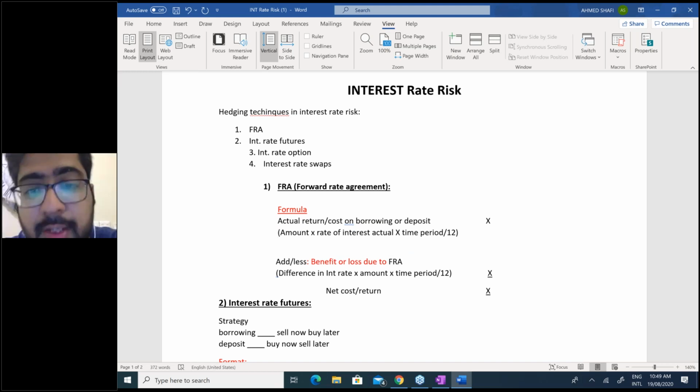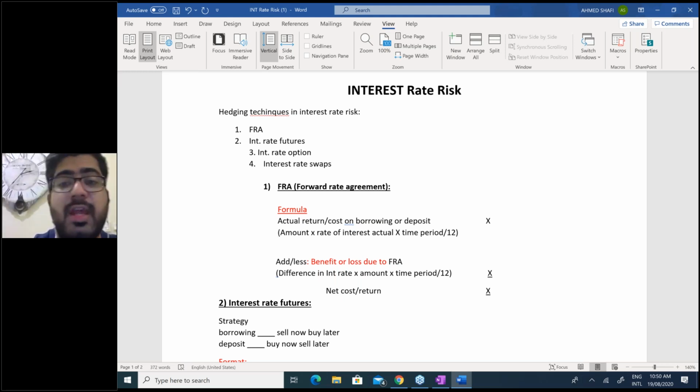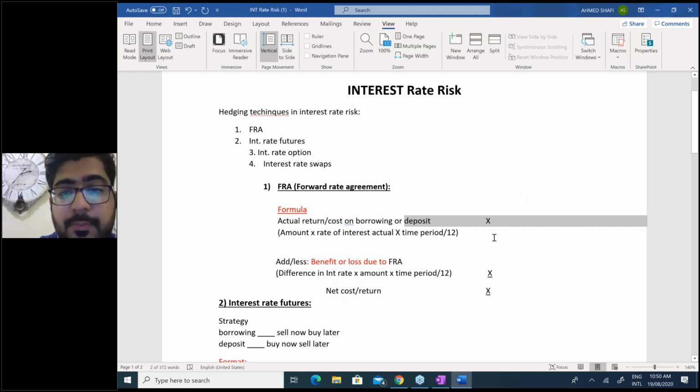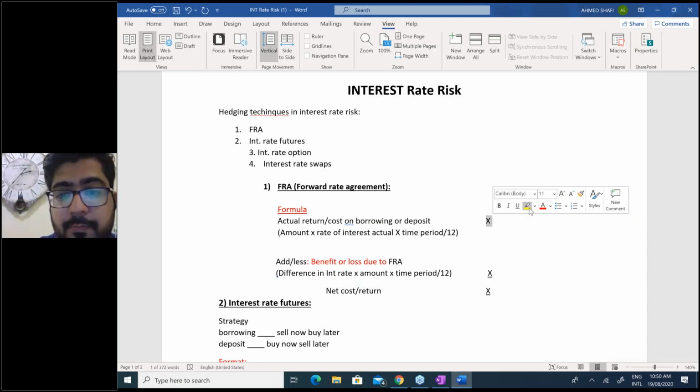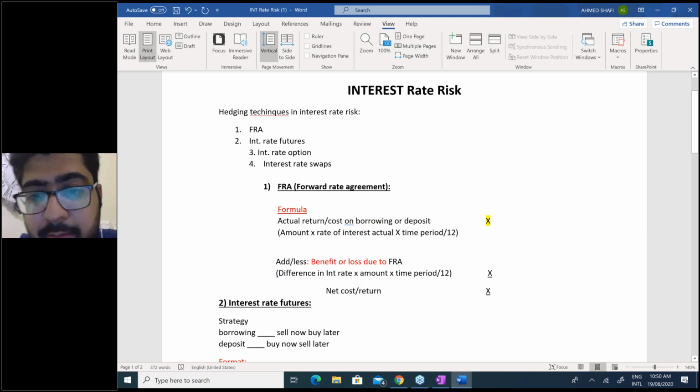Now, if in the first transaction you have taken actual return on deposit, you have mentioned return here, the one I'm highlighting. And then in the second transaction, you judge that you have got a benefit. So benefit will increase return. Benefit increases return, you need to add it.